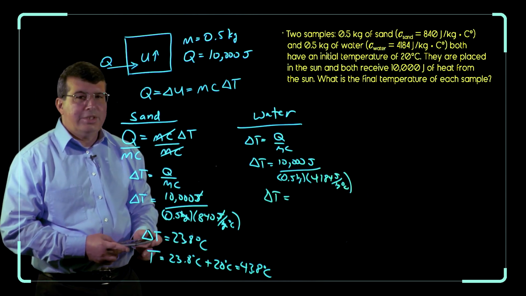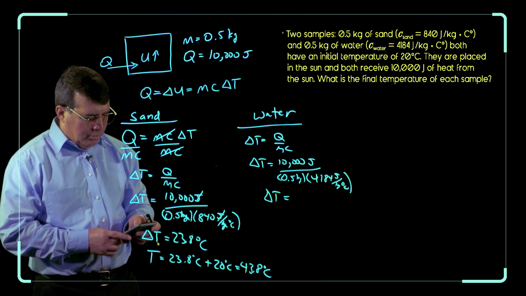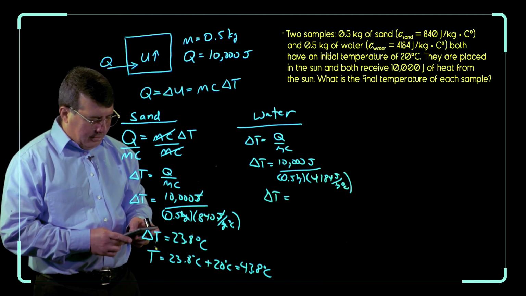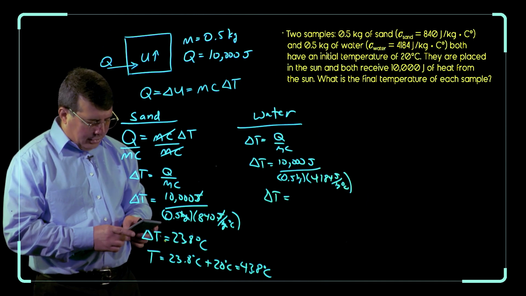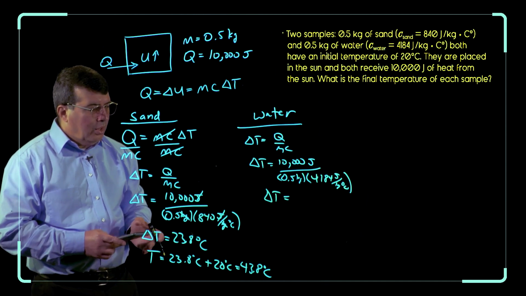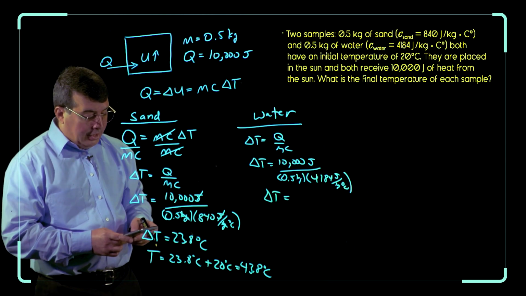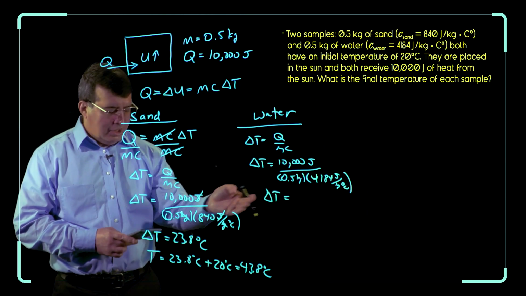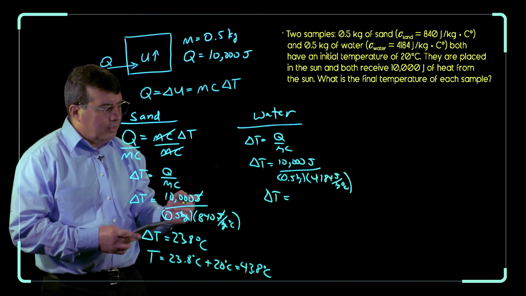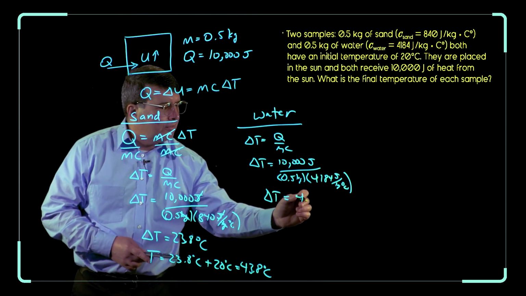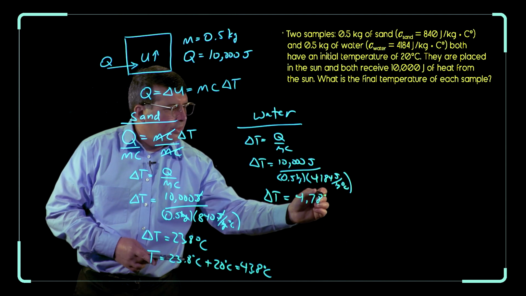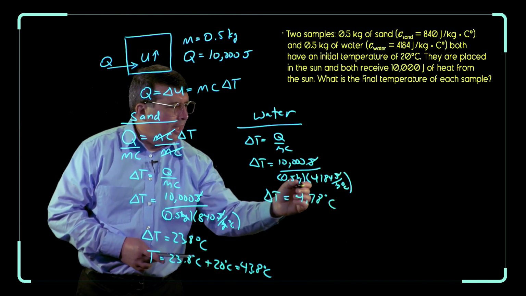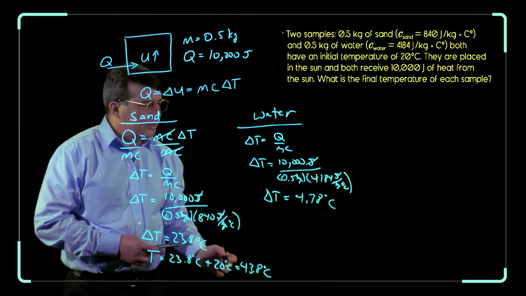So the change in temperature this time would be 10,000 divided by a half divided by 4,184, which is a much bigger number than 840. So we're dividing by a much bigger number, so our change in temperature is much smaller. It's 4.78 degrees Celsius, which is what we're left with when we cancel out our units.